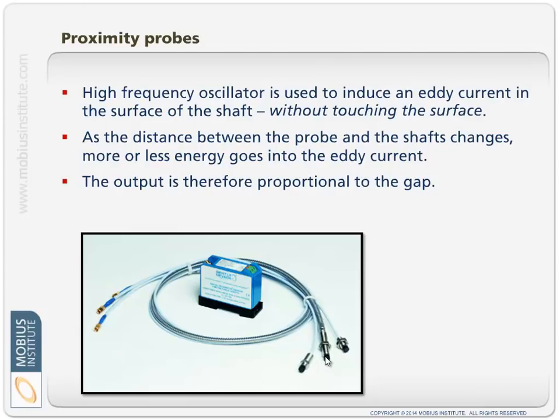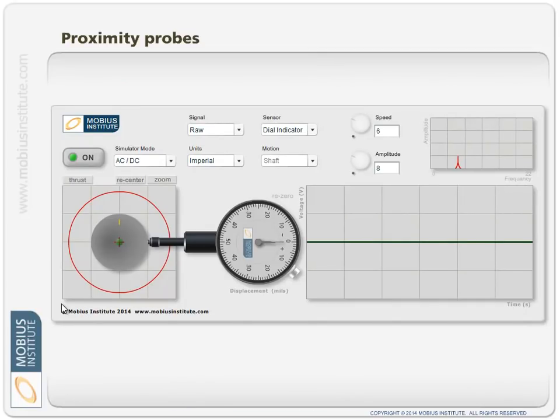So the output of this system is proportional to the, if you like, the instantaneous gap between the probe tip and the shaft. Now, I'm going to just briefly look at a parallel sort of measurement, and then I'll go into the prox probes in a little bit more detail.